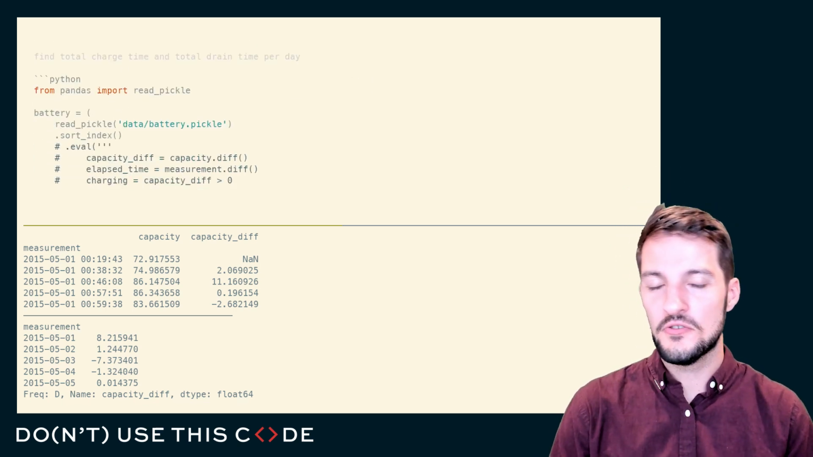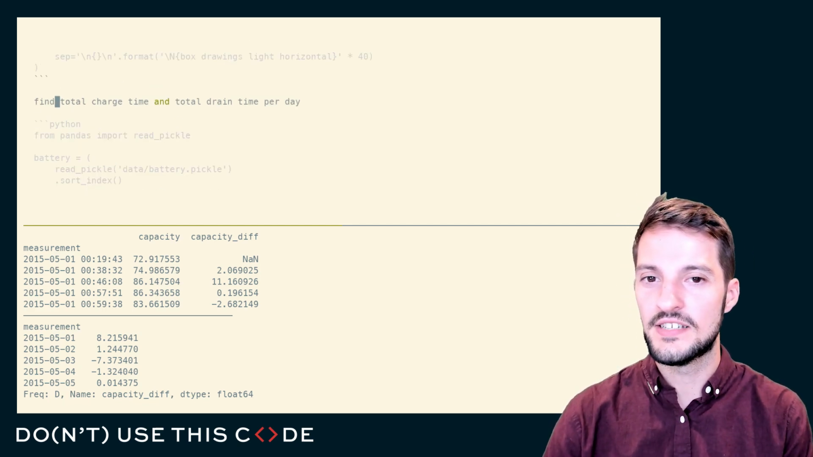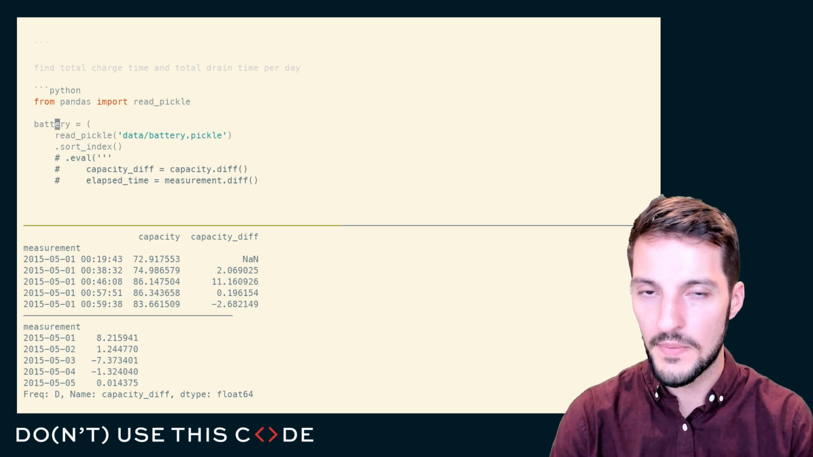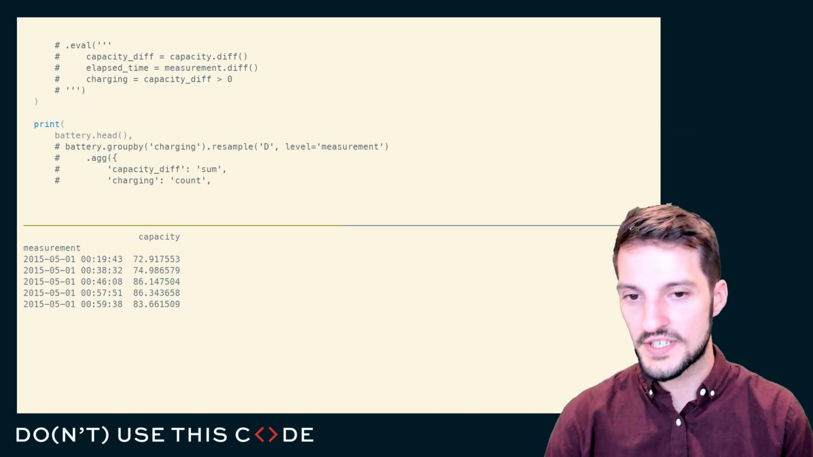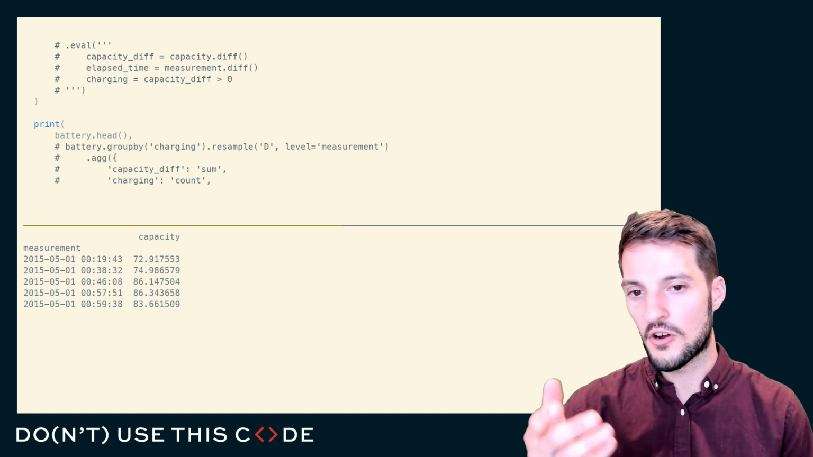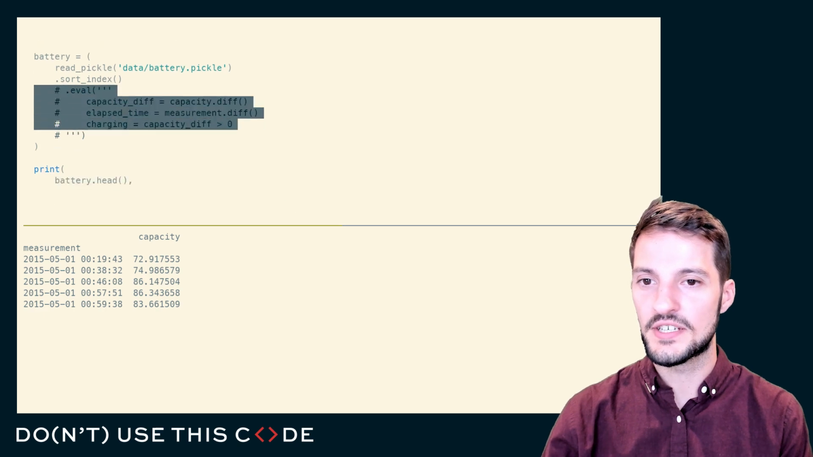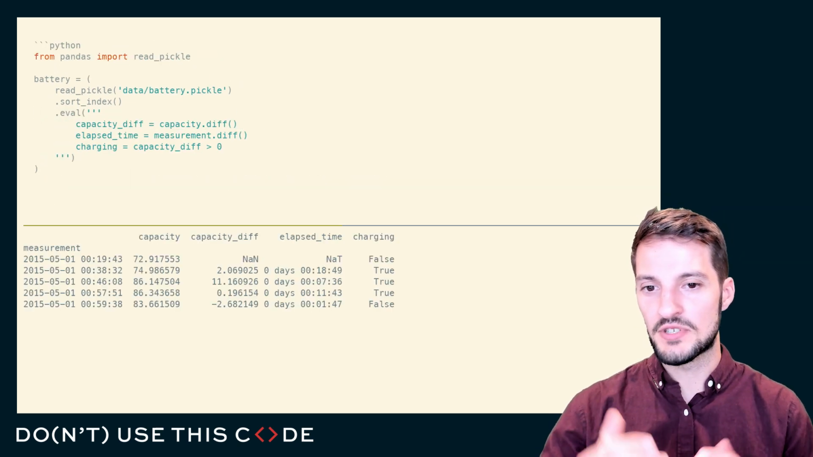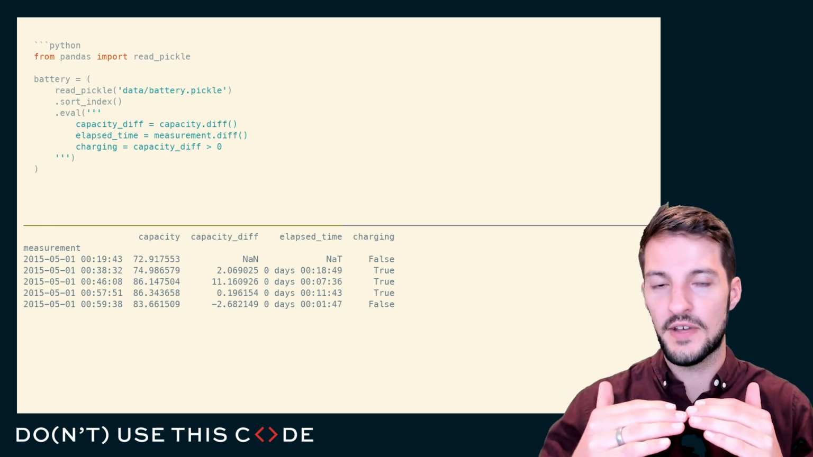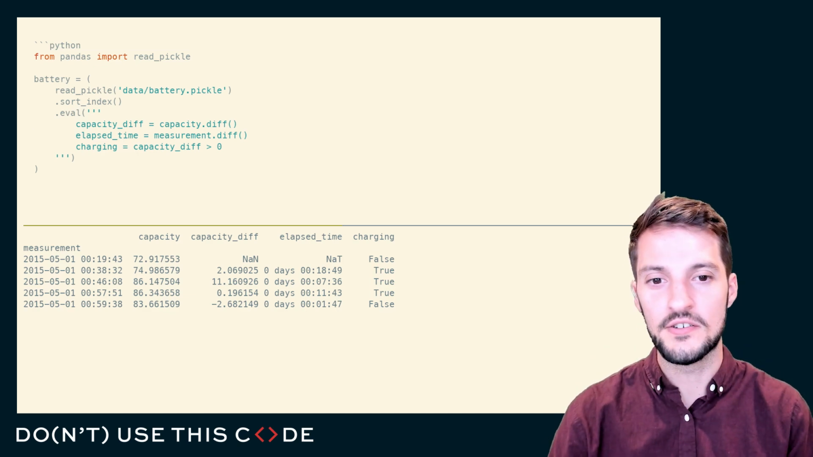And so we can actually do something a little bit more complex here, if I wanted to find the total charge time and total drain time per day. If we look again at our data, we can see that there are multiple points throughout our day where our battery level is increasing or decreasing. And that's what this diff helps us sort out. When I perform this diff, I'm subtracting the value in the second row from the value in the first row, and then the value in the third row from the second row, so on and so forth. That's what our diff does.